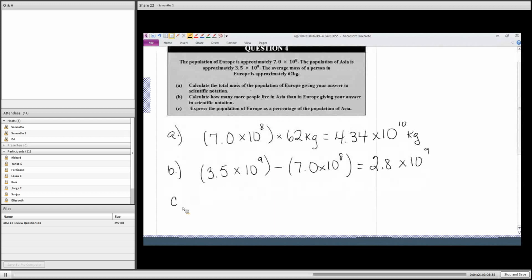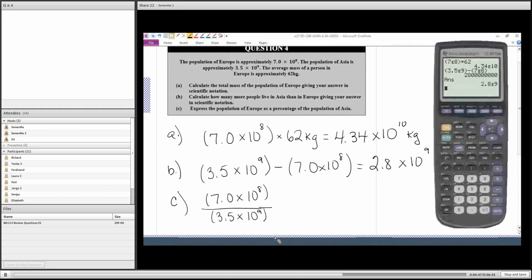Now the last part, C. You want to represent this as a percent. Express the population of Europe as a percentage of the population of Asia. So you want to put Europe on top because it's Europe per Asia. So it's 3.5 times 10 to the 9th, and you have to divide because you're looking to have this as a percent. So you need to divide the two populations. Again, put it into the calculator. So we're going to get 7, second function, the comma, put in the 8, close parentheses, divided by 3.5, put in the 9, close parentheses. And you're going to get your answer as 2E to the negative 1.